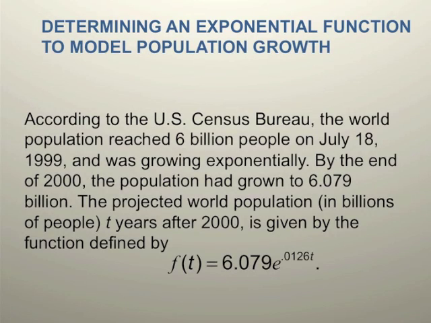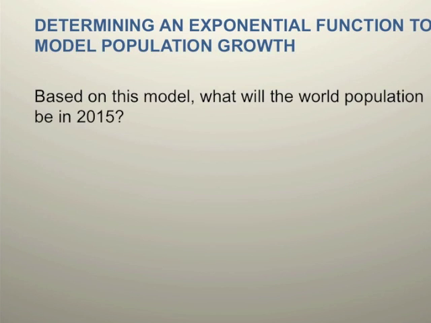Now, according to the U.S. Census Bureau, the world population reached 6 billion people on July 18, 1999, and is growing exponentially. By the end of the year 2000, the population had grown to 6.079 billion. The projected world population in billions of people t years after 2000 is given by this function. And we're going to use that.